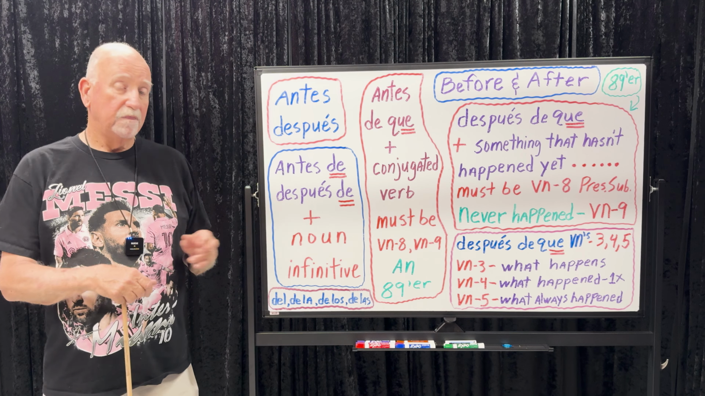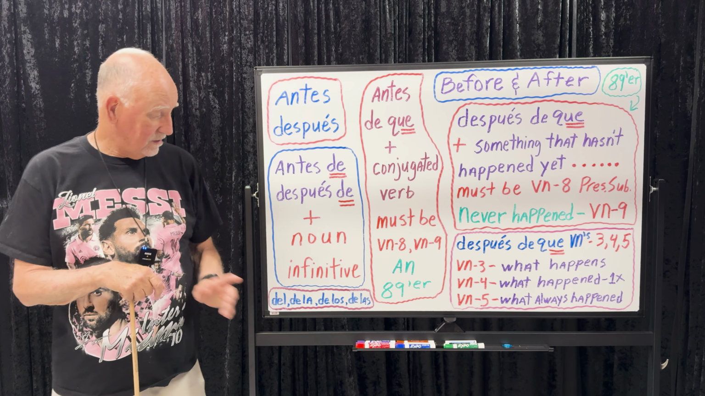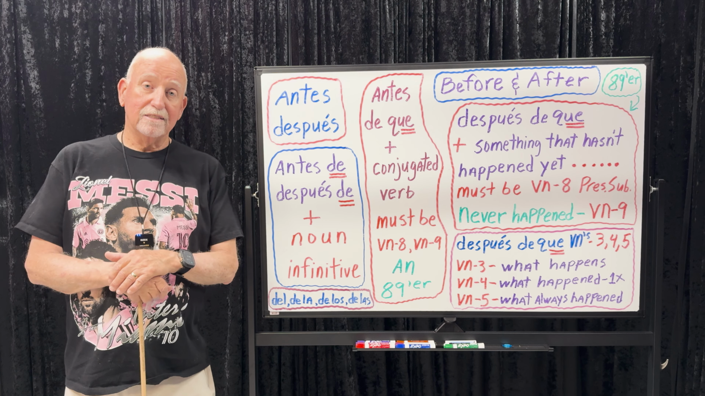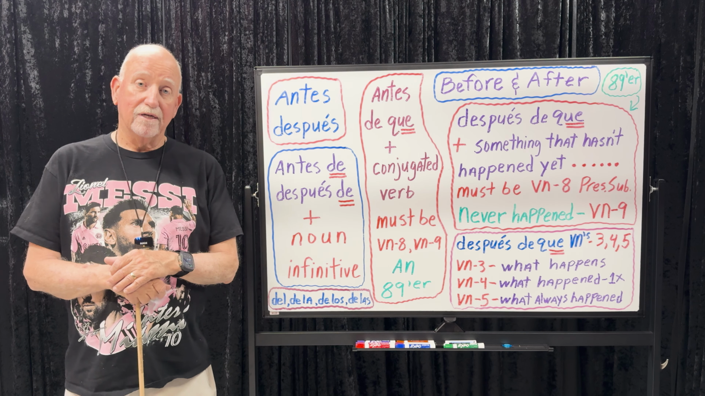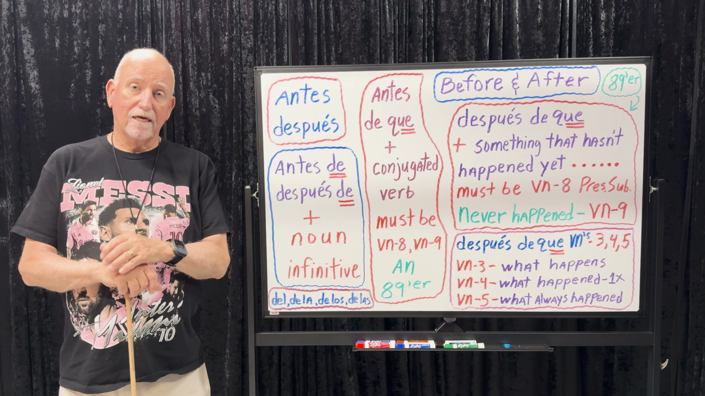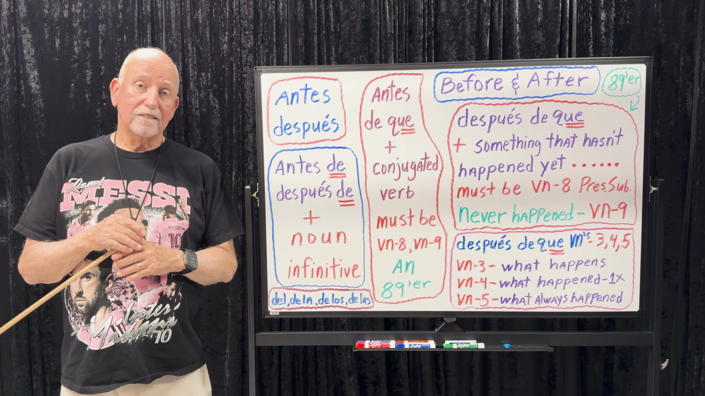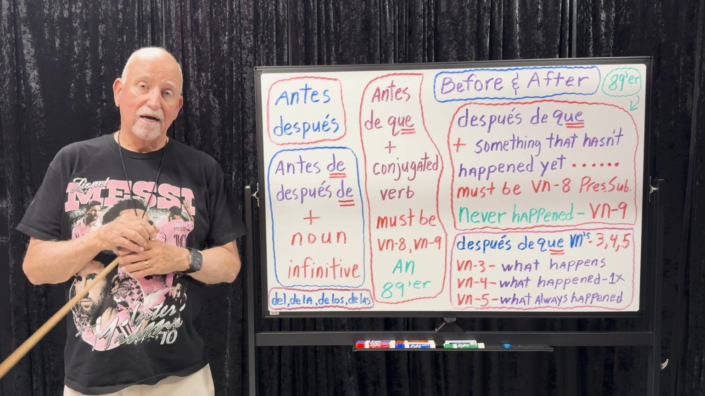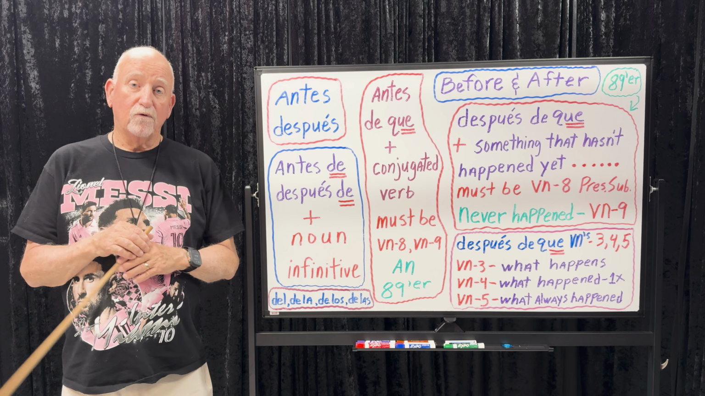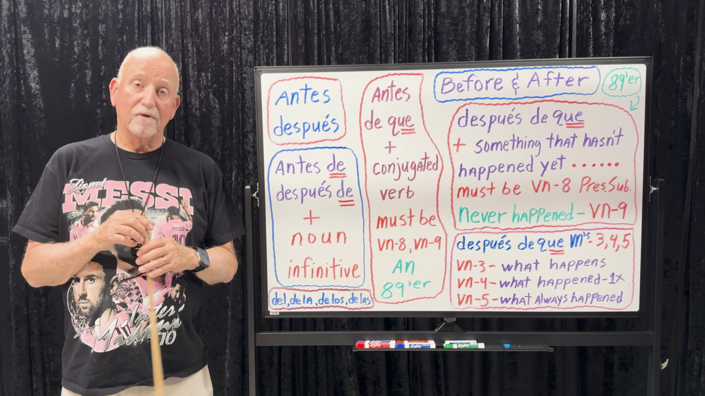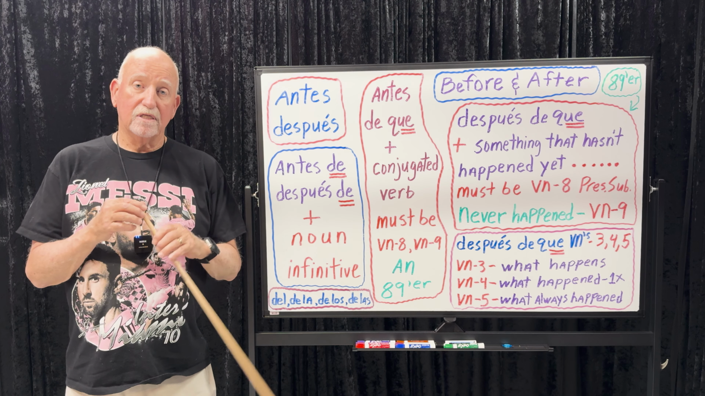Let's go with a noun. Before school would be antes de la escuela. Before a test would be antes de un examen. Un examen, a test, okay? Before vacation, antes de las vacaciones. Before the race, antes de la carrera. Before the game, antes del partido.